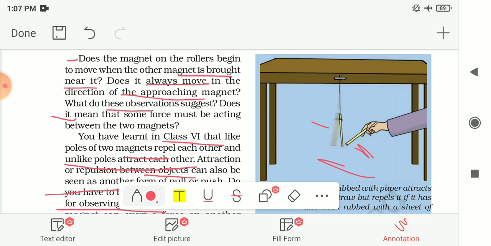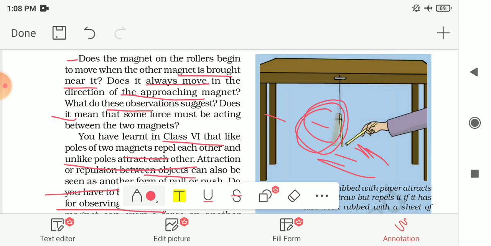Then next you have to rub the free end of the suspended piece of straw with a sheet of paper. In the other case you rub this piece of straw with the paper, and then again bring the piece of straw that was rubbed earlier near the free end of the suspended straw, and again observe what happens with these two pieces of straw. That means in the first case you rub only this one, and in the second case you rub both of these, and then bring these two pieces near each other without making contact between the two.